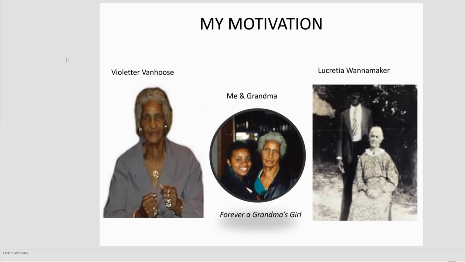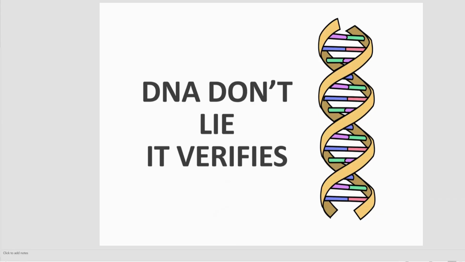Many of you know my motivation is my grandmother, Violetta Van Hoos, and I will forever be a grandma's girl. On the right-hand side is the third great-grand aunt or grandmother. I'm still trying to prove that theory. But finding this kind of record by looking through DNA matches and then looking at photos of my matches in my trees are the finds we're looking for, trying to find the ancestors and our connections to them. And we know DNA doesn't lie, it verifies.